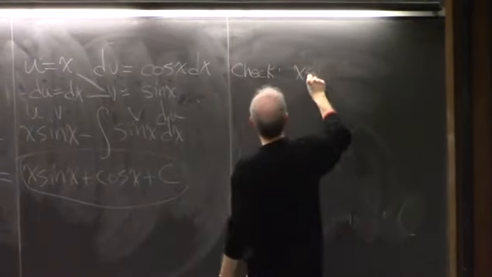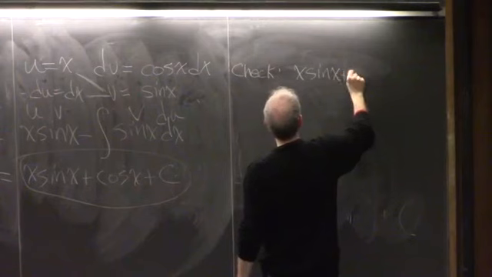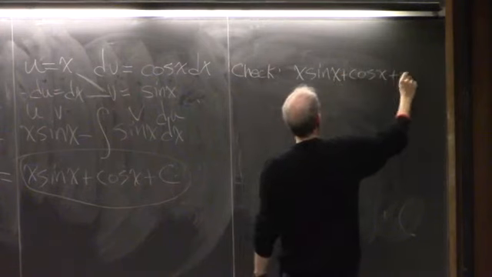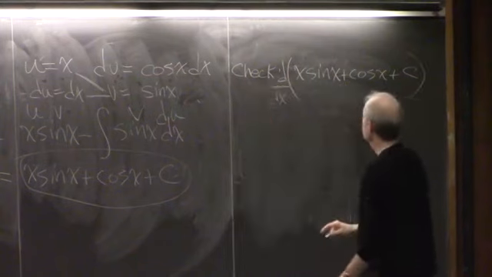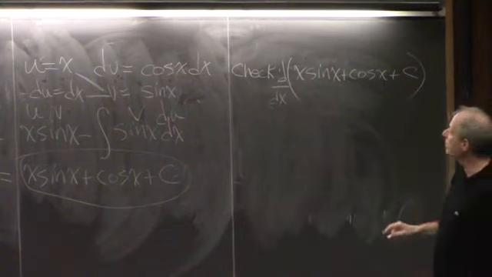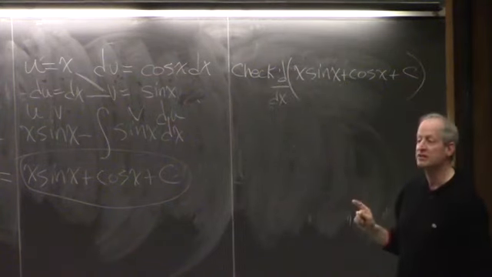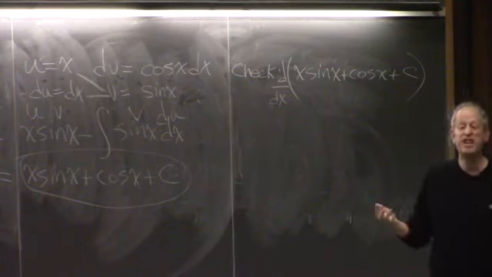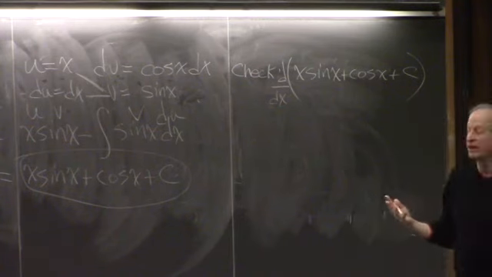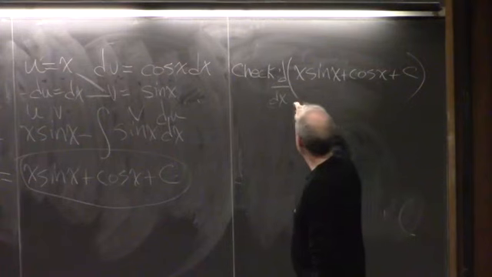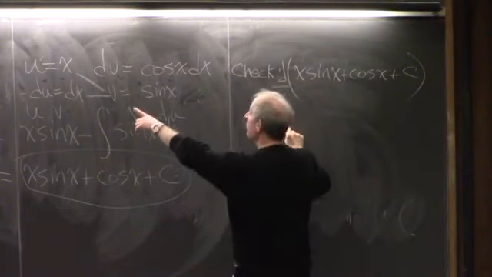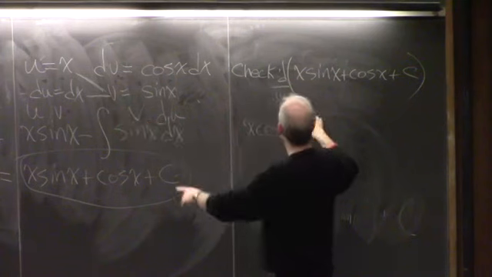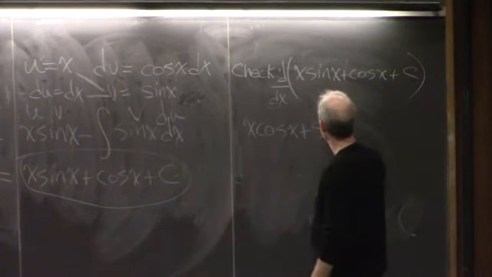I have x sine x plus cosine x plus c, and I'm going to take the derivative of that. So let's do the product rule, because remember, I want to end up with x cosine x. So if you say, well, what if it's just x sine x? That's kind of what you're doing. You say, well, the problem is if I take the derivative here, I get x times cosine x, that's what I wanted, plus 1 times sine x.